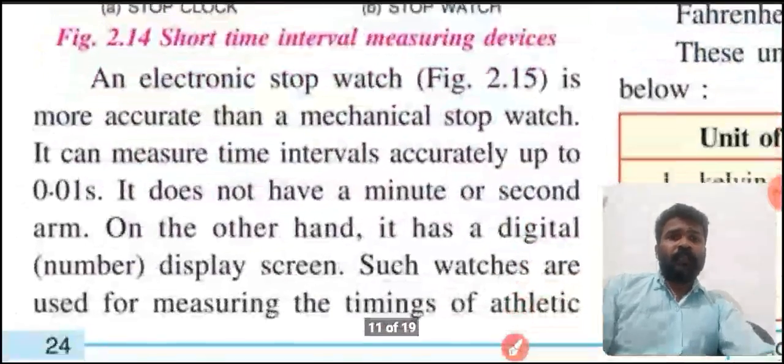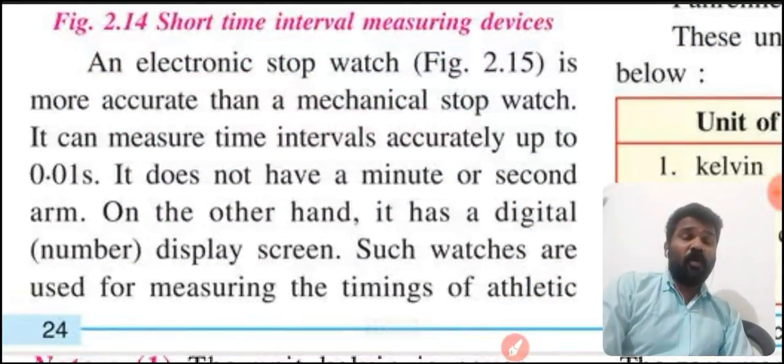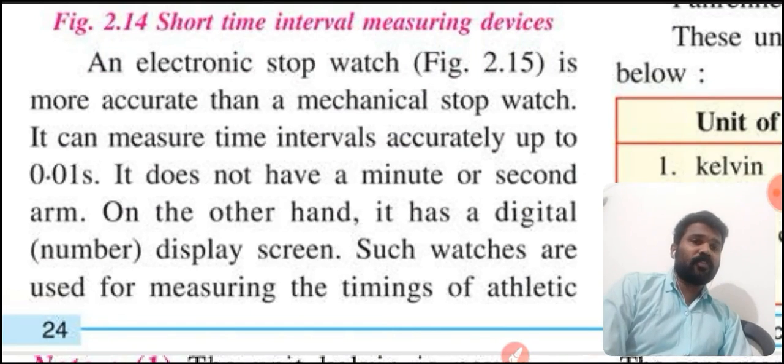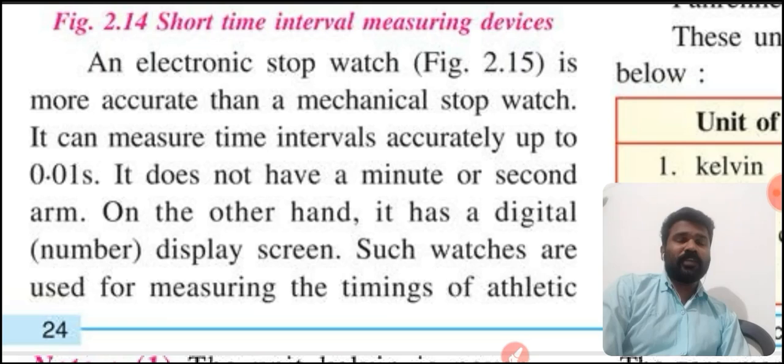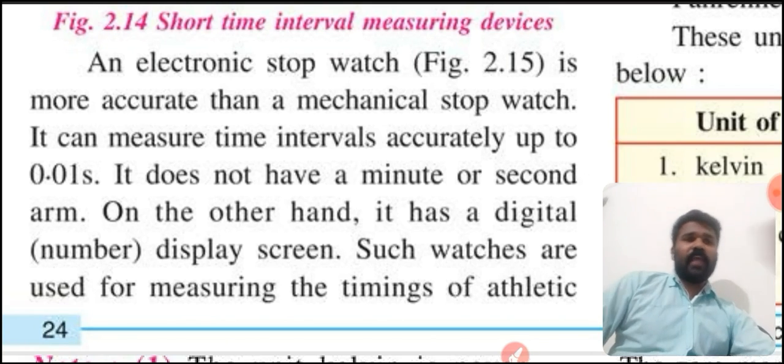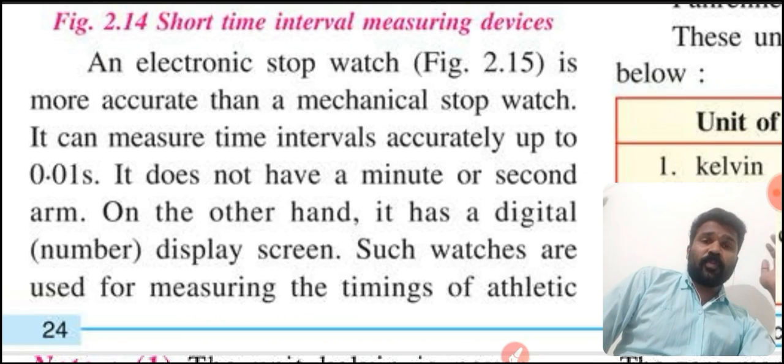An electronic stopwatch is more accurate than a mechanical stopwatch. Nowadays, electronic stopwatches are available. It can measure the time interval accurately up to 0.01 seconds.